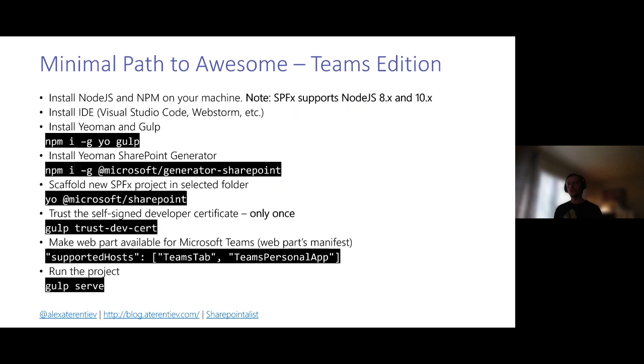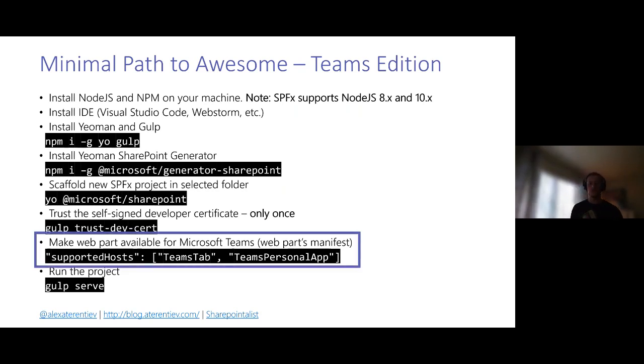So it was the only slide that I have in this section because it's more interesting to code instead of talking about stuff. And before we switch to Visual Studio Code, I want to demonstrate the minimal path to awesome Teams edition. The only difference from a standard SharePoint Framework solution is that you need to make your web part available for Microsoft Teams. For that purpose, you need to go to the web part manifest, and for the supportedHosts property, add TeamsTab if you want your SharePoint Framework web part to be available as a Teams tab, or TeamsPersonalApp if you want it to be available as a personal app.